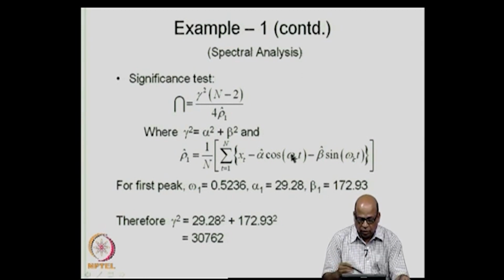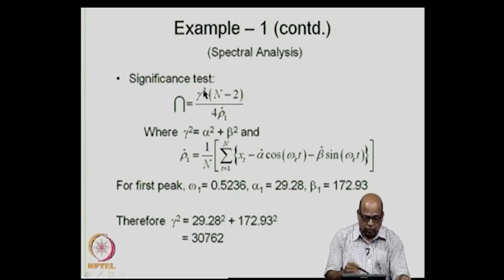So, this omega is for that particular k that you are examining. You are examining the first periodicity, so you will take omega 1, and beta and alpha corresponding to the same periodicity. So, alpha 1 and beta 1 you take. Then you can estimate rho 1 cap, where n is the total number of values that you have, in this case 348.